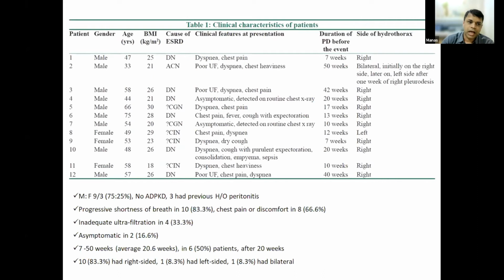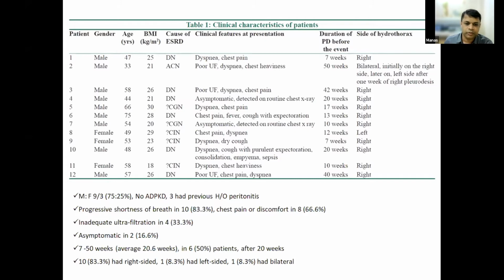Coming to our experience, up to 2020 we had seen some cases, and after that we have seen another 3 patients, so a total of 15 patients, but I will share my experience of 12 patients which we have published. Most of the patients in our experience are males, in contrast to other literature from Japan, which has the highest reported cases.